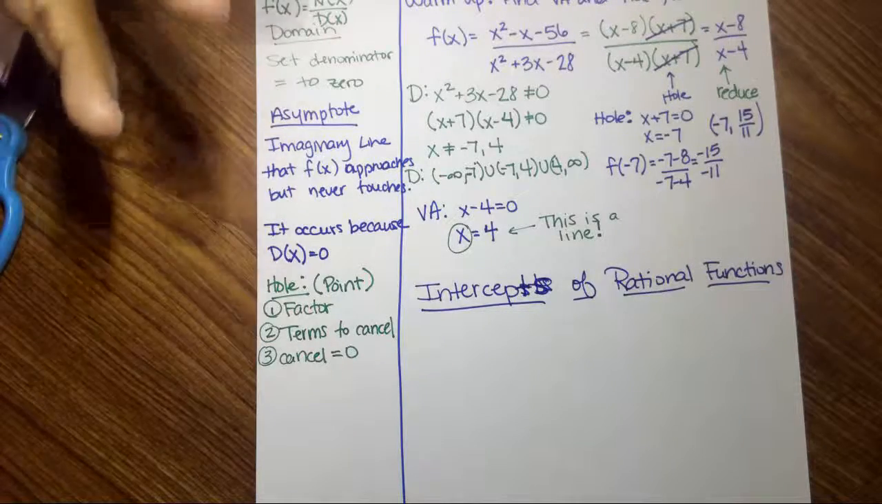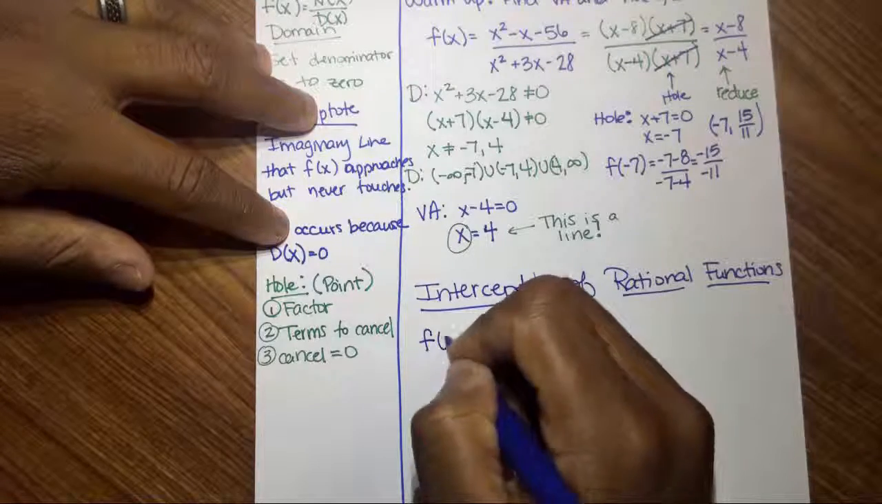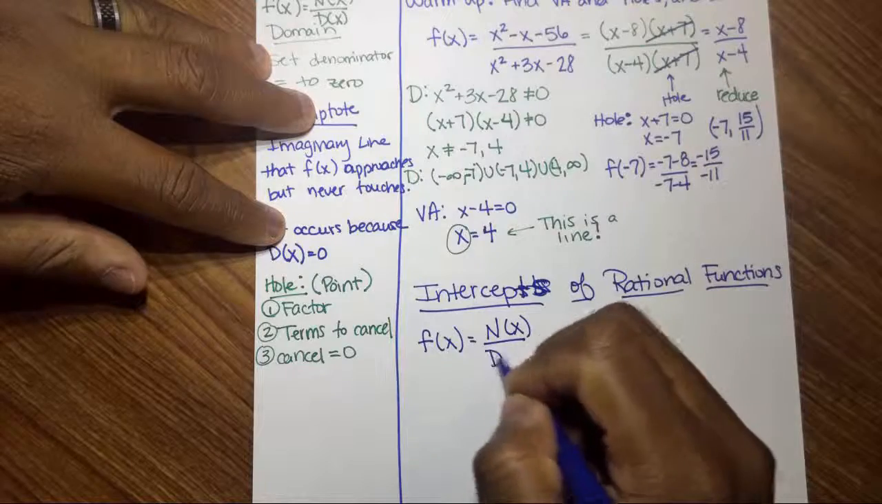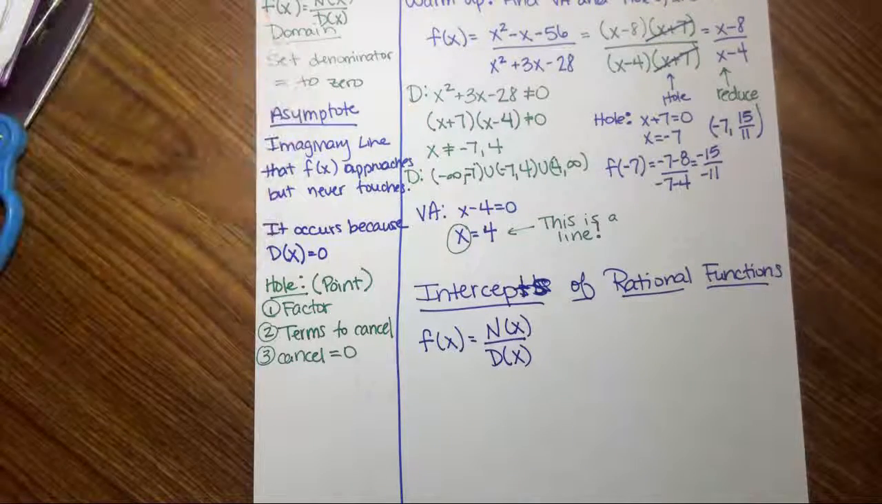In a rational function again, a rational function looks like this. You have f of x is equal to n of x divided by d of x.